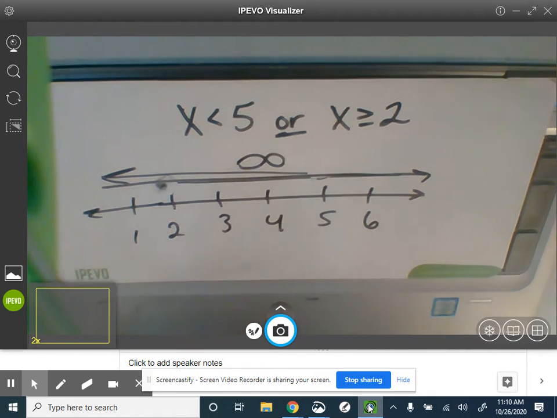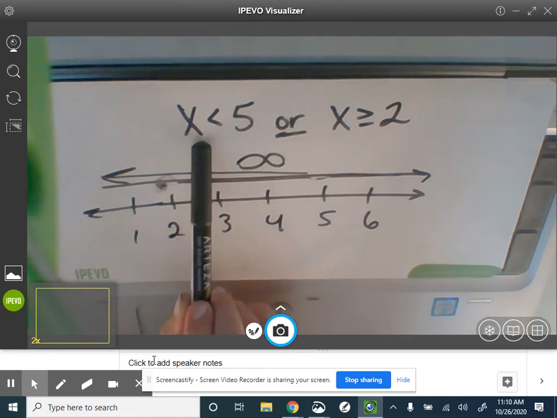So because it's an OR, and we want to take everything that they share and everything they don't share, we're just basically bringing it all together. It covers the entire number line, making it an infinite solution. So any number could be less than 5 or greater than or equal to 2. So let's test some of them.